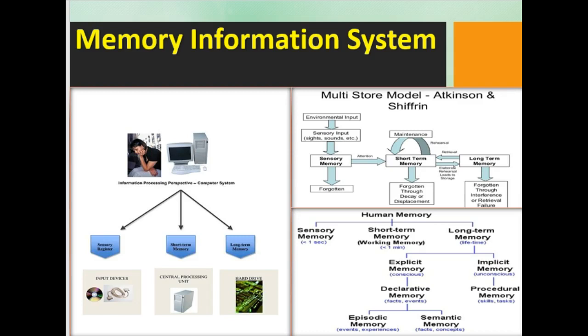Now, Atkinson and Shiffrin came up with a model called a multi-store model, as you see here in this diagram at the top right. Here you have the environmental input, which is that sensory. We're taking the memory in to our sensory memory. And once here, it stays for a very short period of time. Most of the time, we forget that.